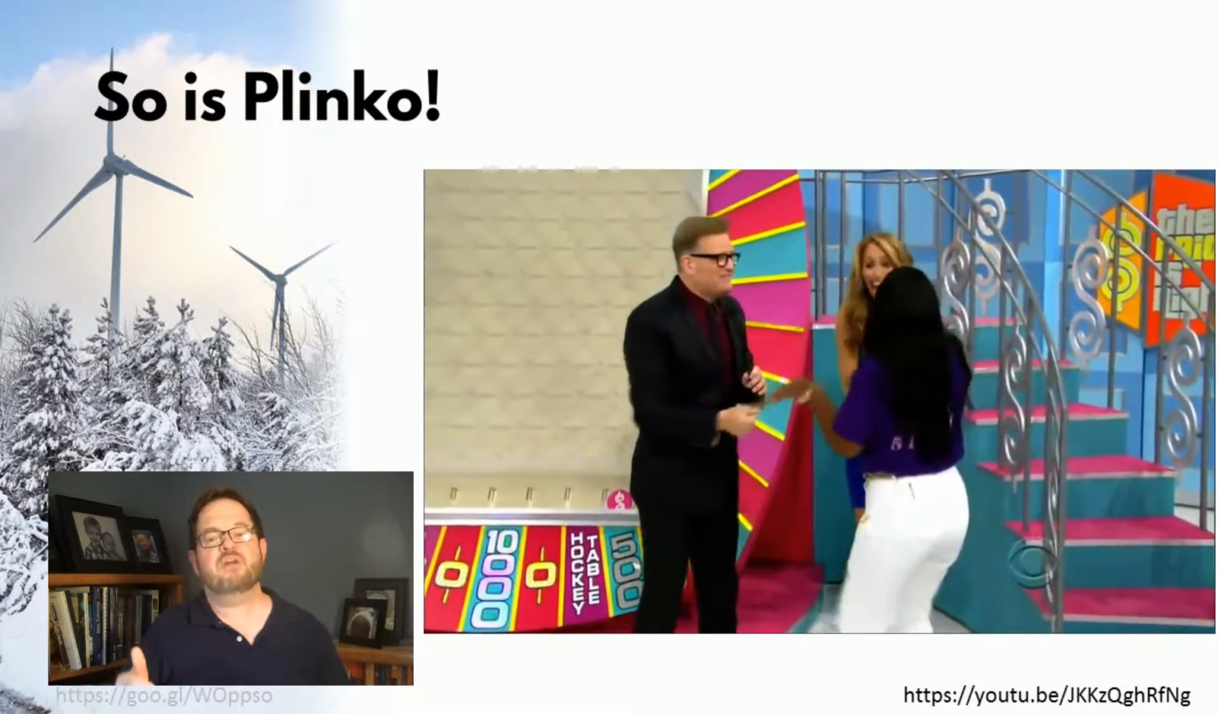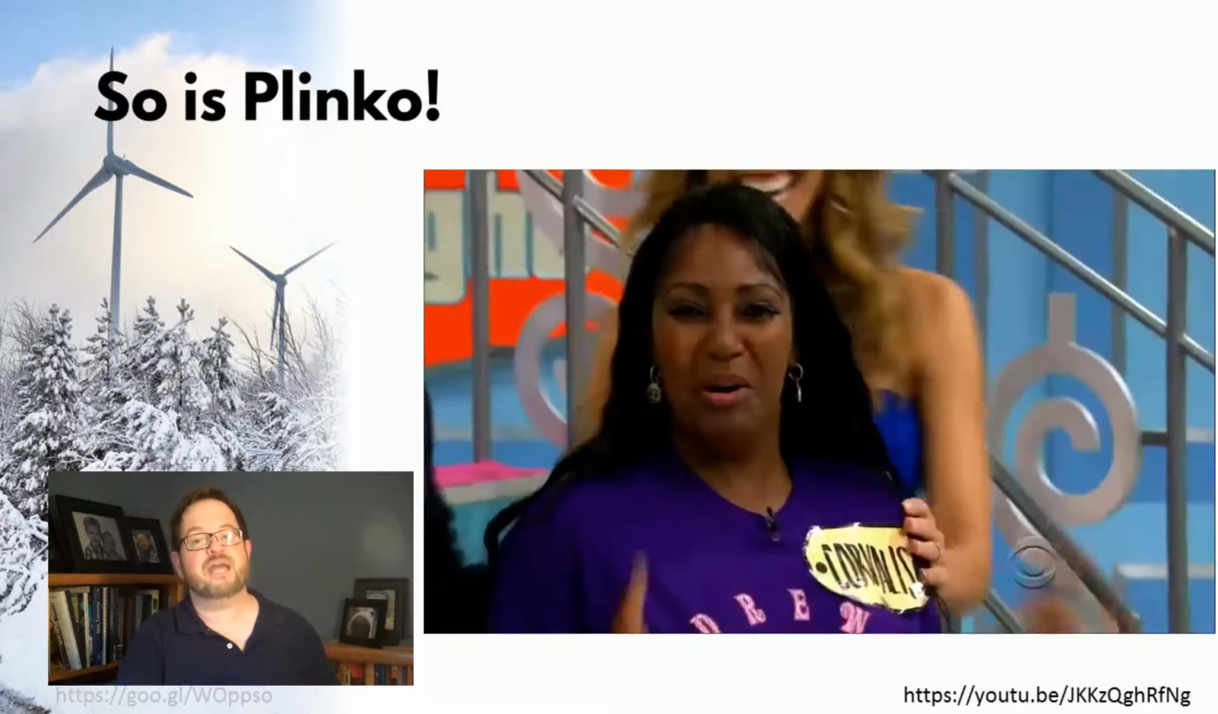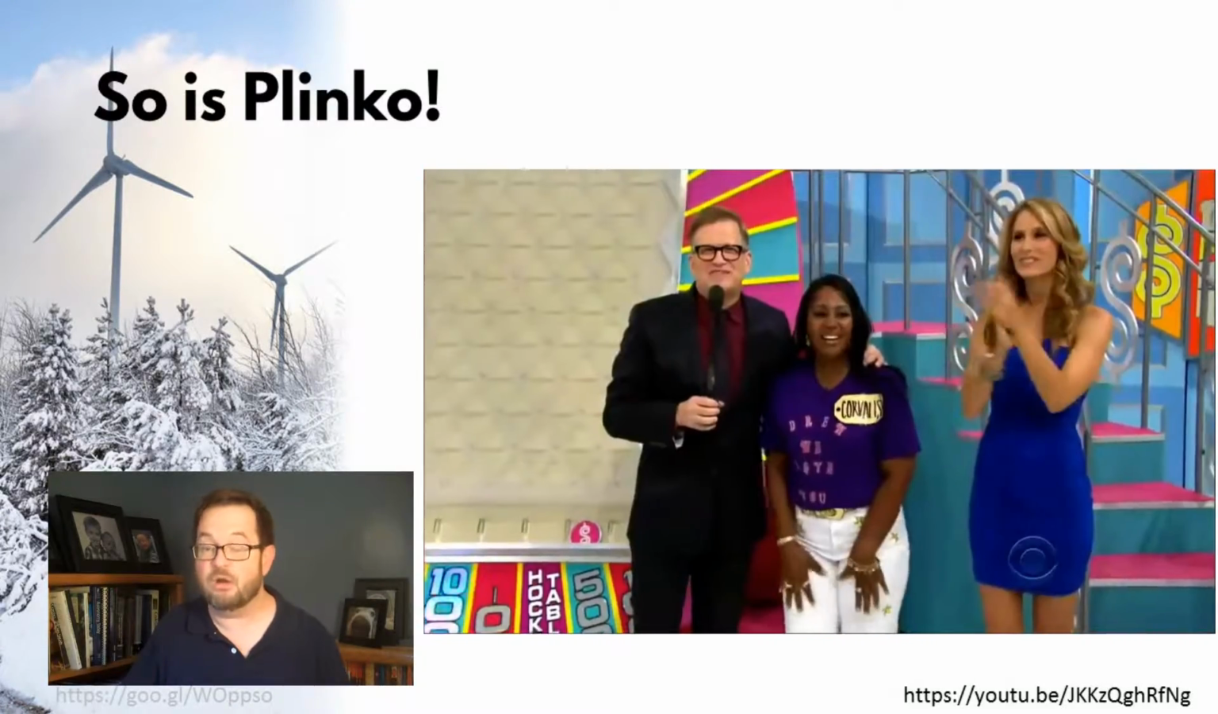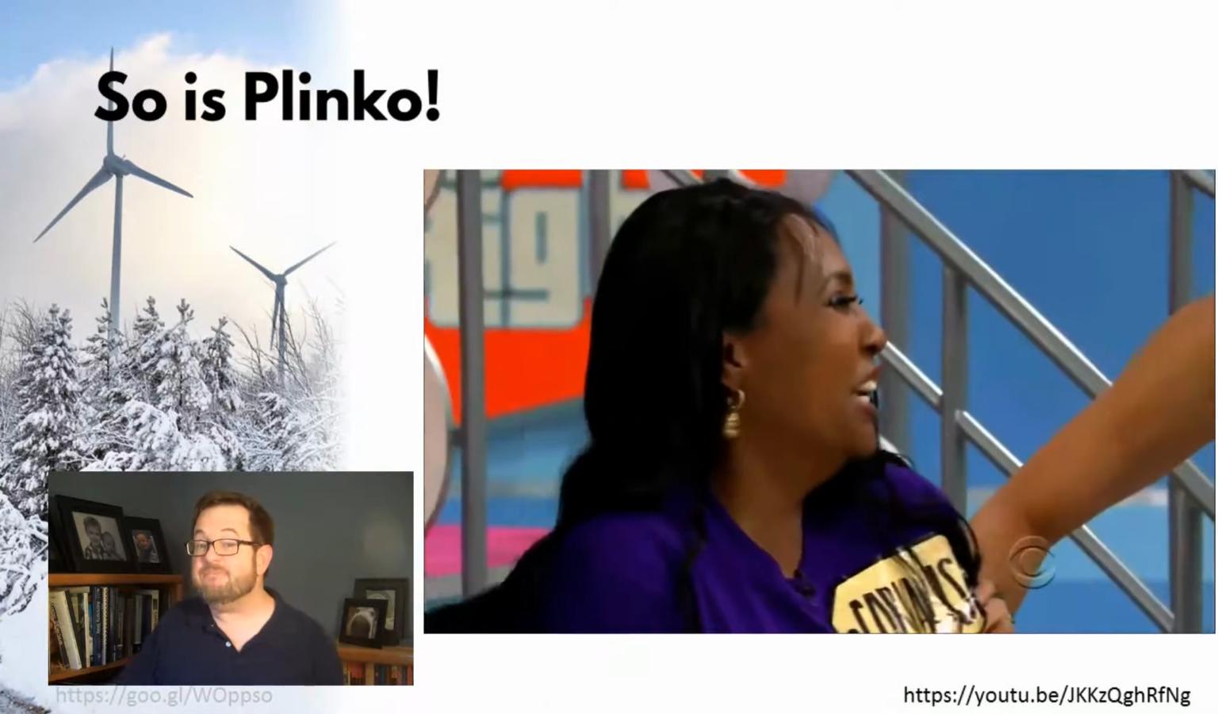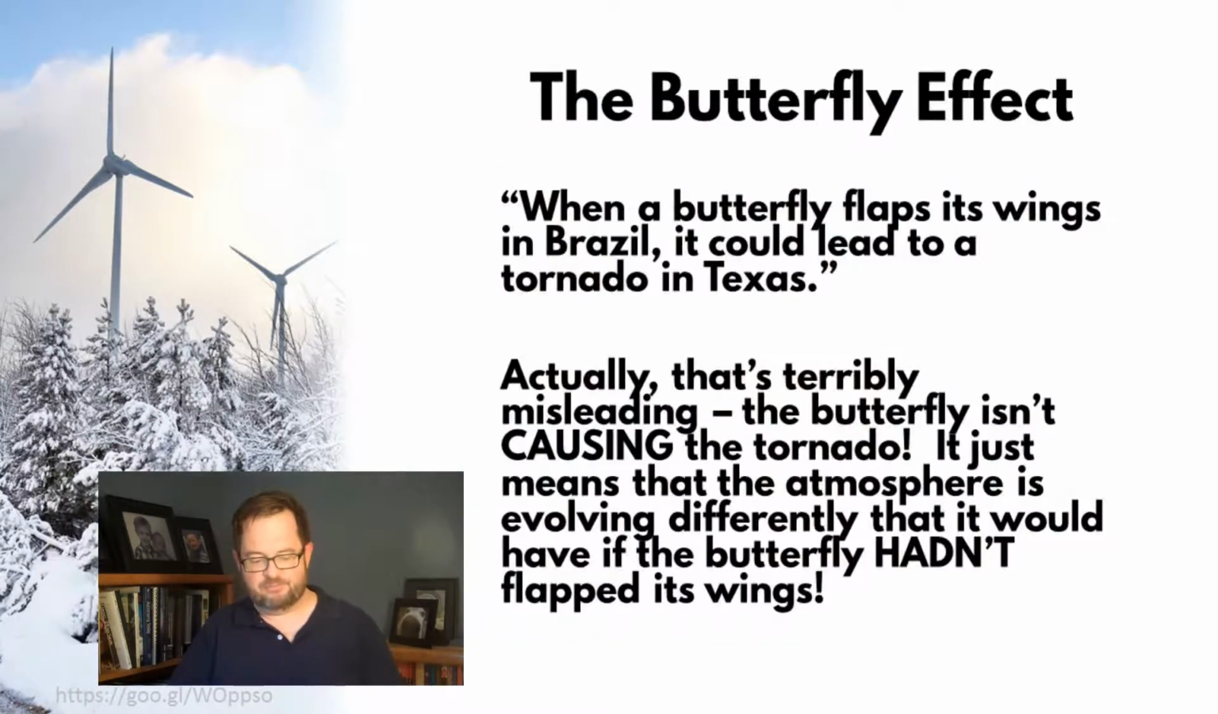By even being a tiny bit off, by the time the chip gets to the bottom of the board, it's not following the same path at all. Plinko is an example of a chaotic system. Being a tiny bit off creates these kind of problems, where it doesn't go through.